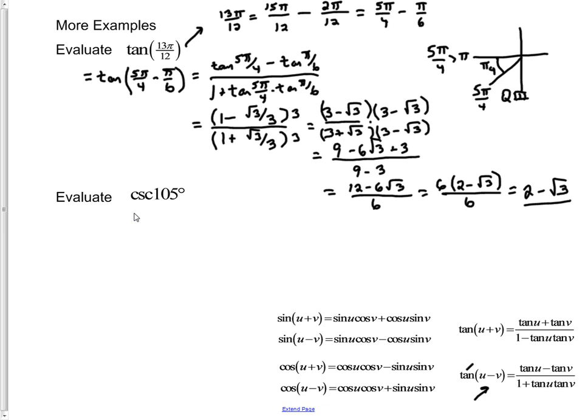105, what is that? Well, it could be the same thing as saying 60 degrees added to 45 degrees, both of which are special angles that we do happen to know. So let's see what's going to happen right here. If I wanted to find the cosecant of 60 plus 45 degrees, I really want to evaluate 1 over the sine of that sum, 1 over the sine of 60 degrees plus 45 degrees.